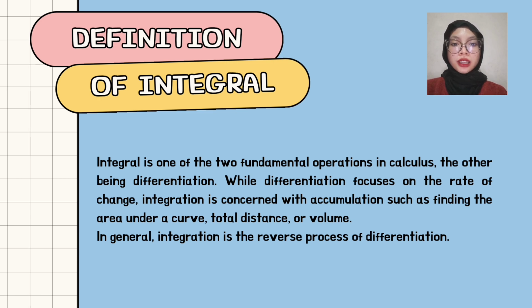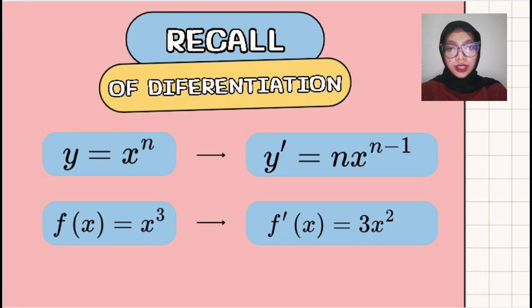For example, if the derivative gives us the speed of a moving object, the integral tells us the total distance it has traveled. That's why we often say integration is the reverse process of differentiation. Integration is essentially the reverse of differentiation. Therefore, it is highly recommended for all of you to first understand the concept of derivative, or at least know the basics, because integration is the continuation of the topic.